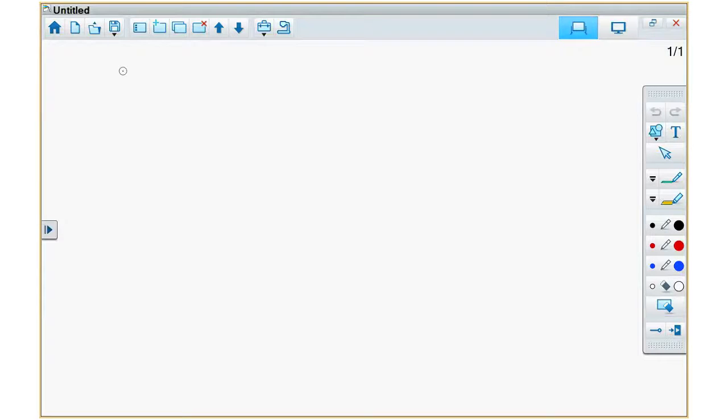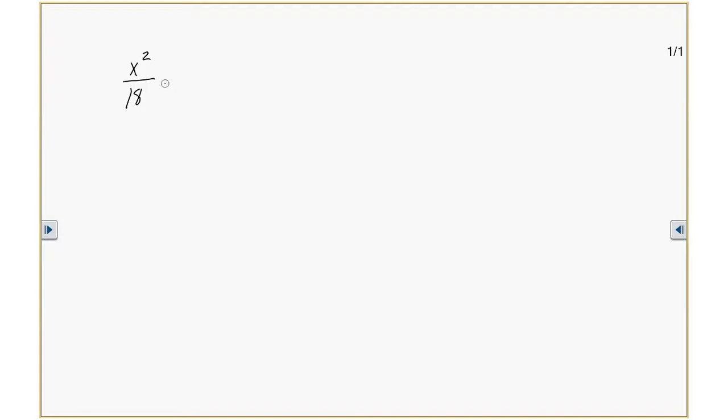That's x squared over 8. Oh, x squared over what? 18. Plus and minus x over 9. Minus x squared over 9 of x over 9 equals 1.